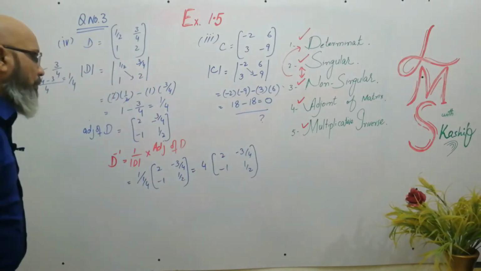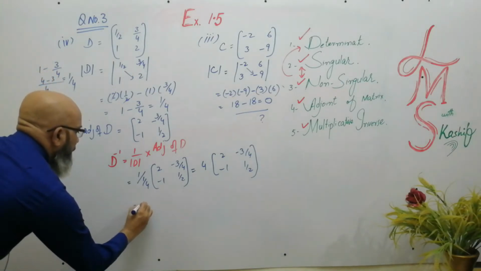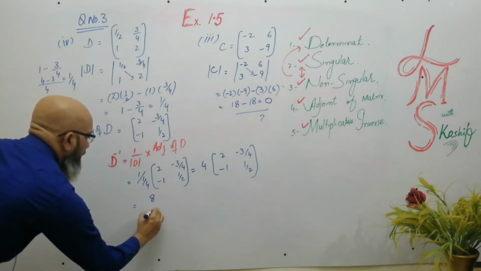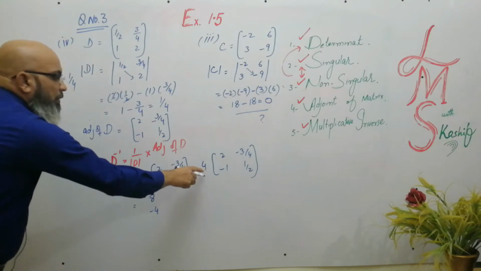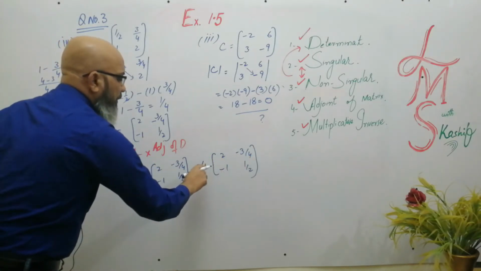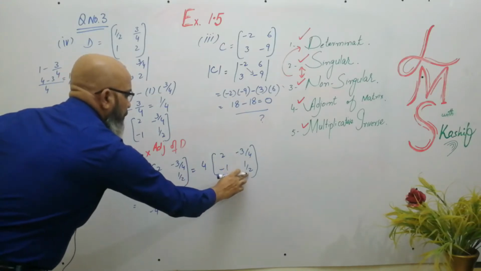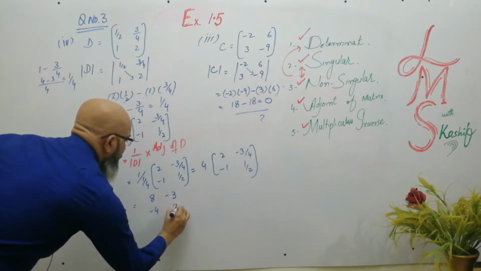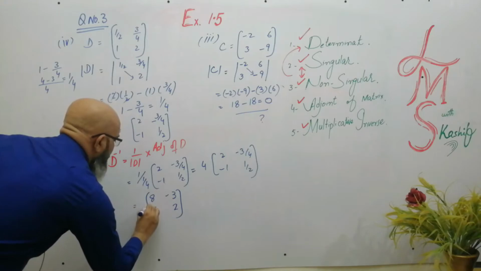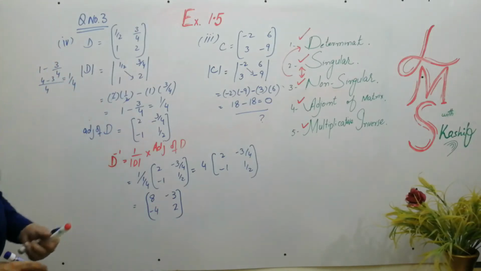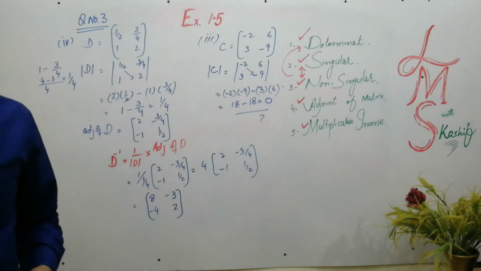Now you can multiply 4 with each value and you will get 4 twos are 8, minus 4 ones are 4. When you multiply 4 with this one, this 4 cuts with this one, and minus 3 is left. When you multiply 4 with 1 over 2, 2 twos are 4, 2. So that is your required multiplicative inverse of this part.